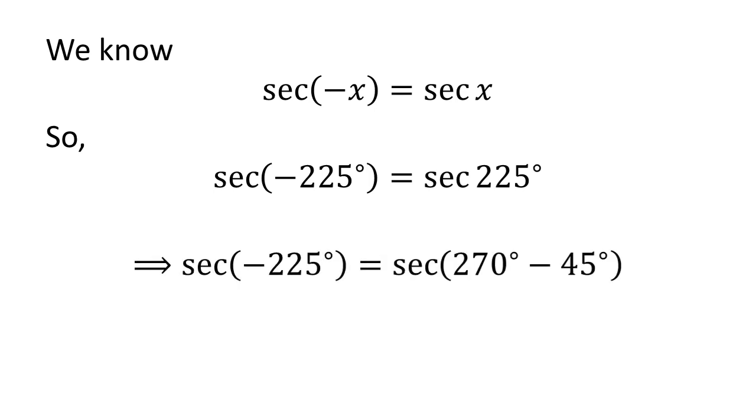As 225 degree is equal to 270 degree minus 45 degree. So secant of minus 225 degree is equal to secant of 270 degree minus 45 degree.